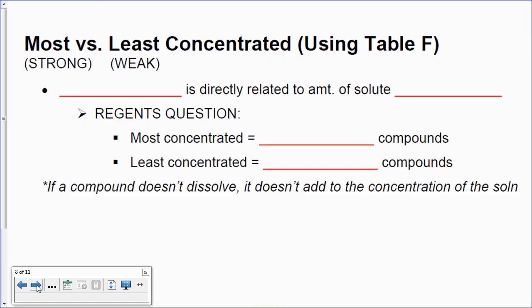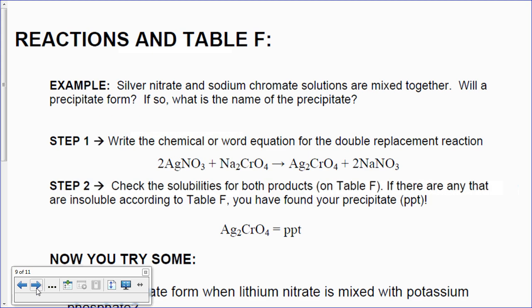Most versus least concentrated using table F. So strong versus weak. Concentration is directly related to the amount of stuff that can dissolve. So most concentrated is the soluble things that will dissolve, and the least concentrated are the insoluble compounds. So maybe only a couple atoms of those dissolve in the solution, but the most concentrated are the ones that do dissolve in solution and are soluble according to table F. The least concentrated ones are the insoluble compounds according to table F.